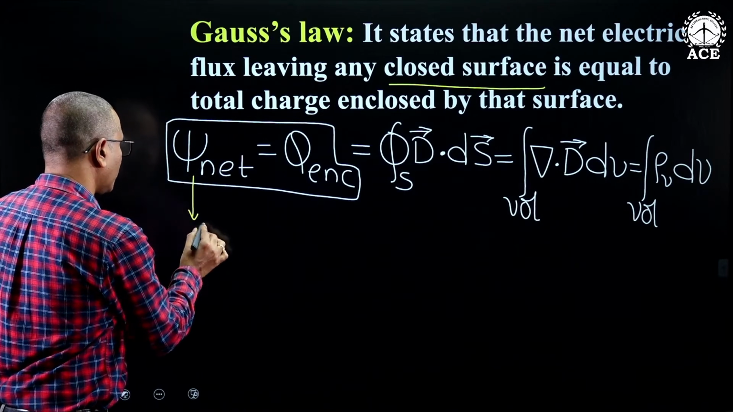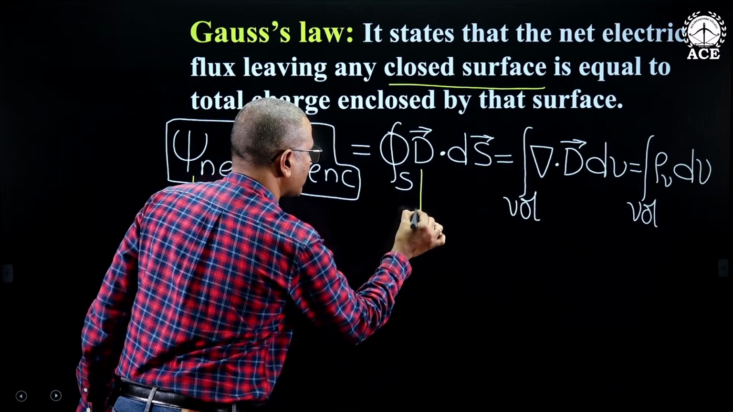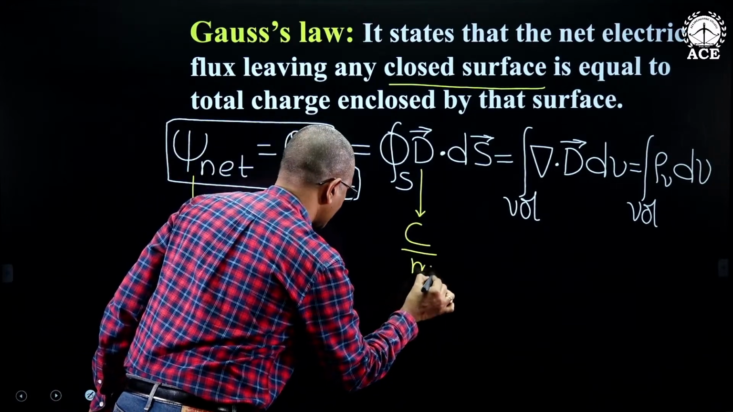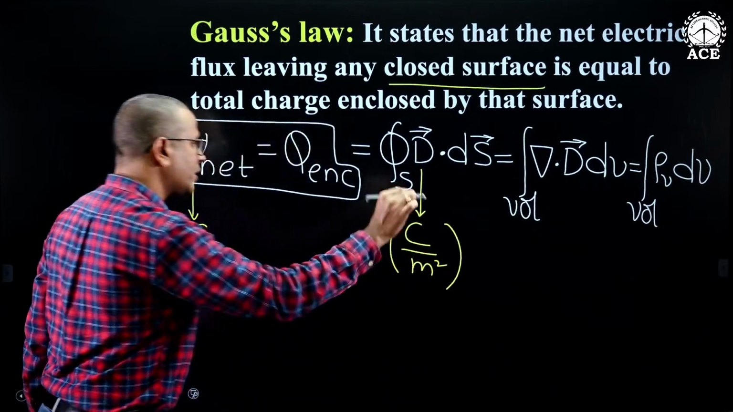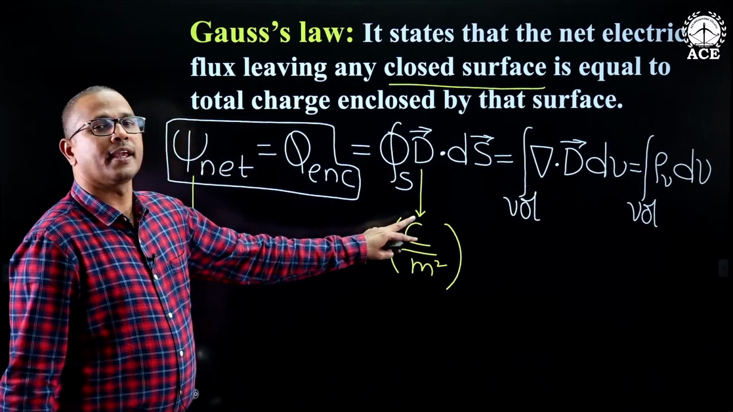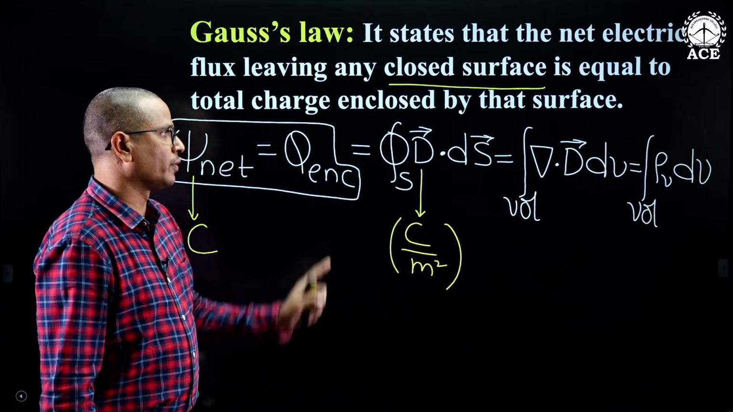This is measured in Coulomb. We know charge is measured in Coulomb, and D bar is electric flux density: charge or flux per area. Area is measured in meter square. So flux is measured in Coulomb and area is measured in meter square. Then the displacement flux density is measured in Coulomb per meter square.